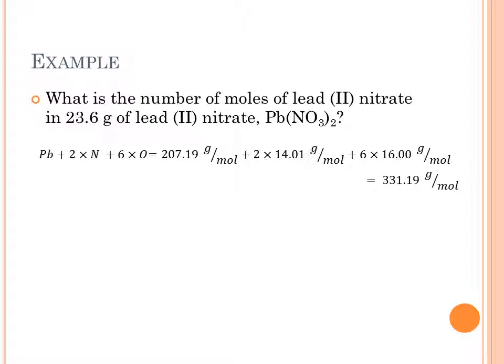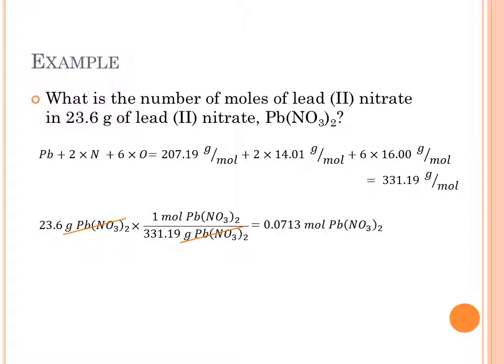Now we can do the calculation. Start with 23.6 grams of lead nitrate. Divide by our newly calculated molar mass, 331.19 grams per 1 mole. We find that we get 0.0713 moles of lead nitrate.